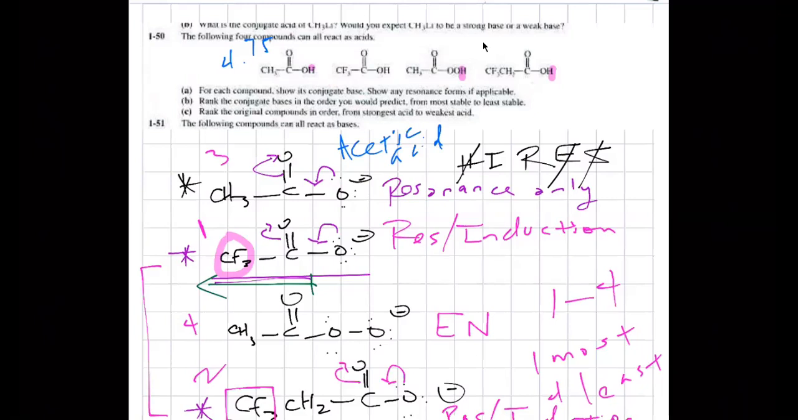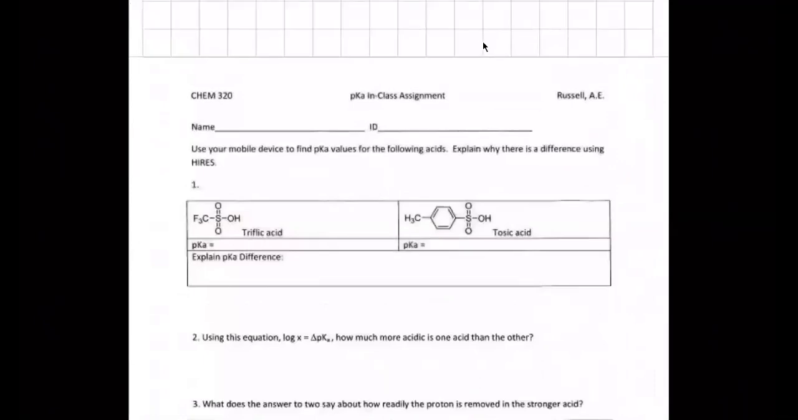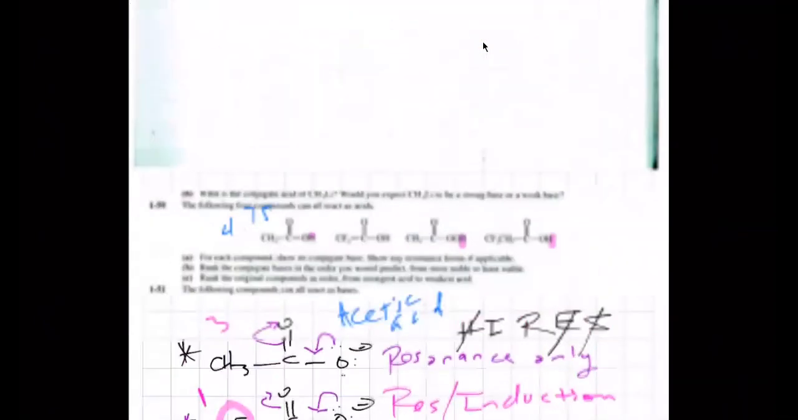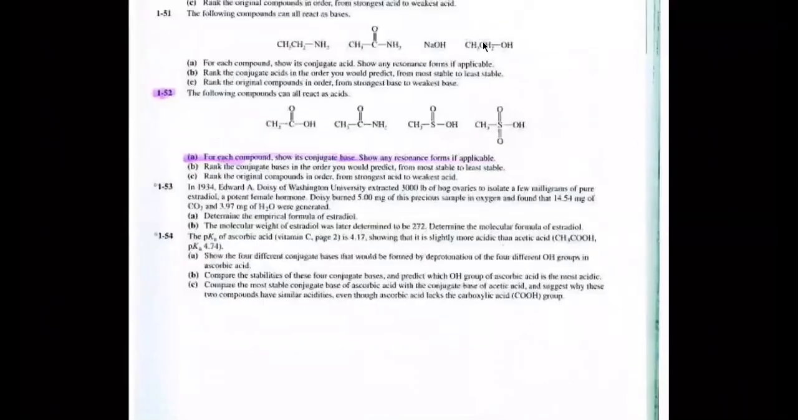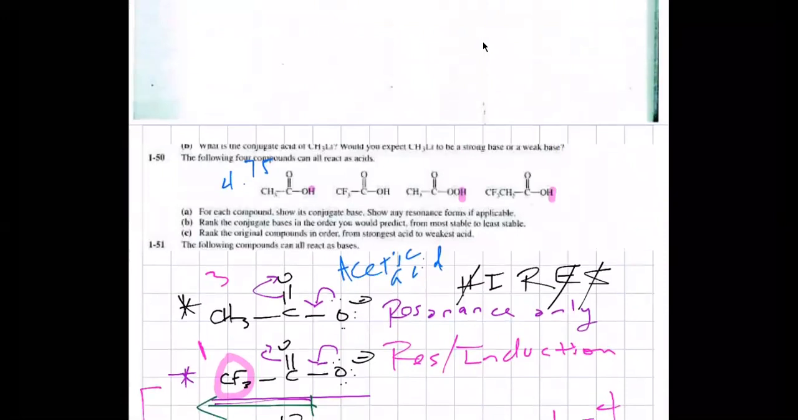I got 2.6. You said 2.6? Mine says 0.23. Negative or positive? It just says positive. The pKa of TFA is 0.23. Got it on this other handout too. You said fluoroacetic acid, right? Trifluoroacetic acid. Yeah, it says 2.6. 2.6, all right, we'll take it.